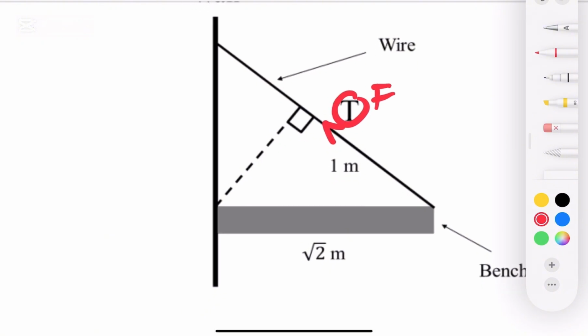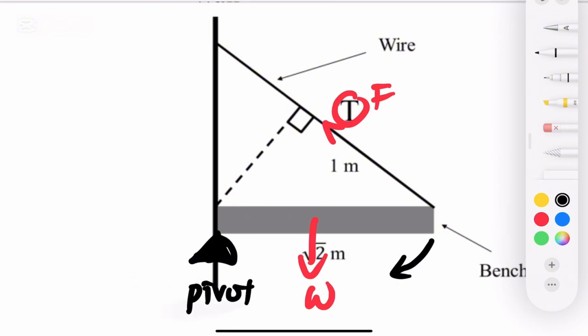You can imagine the weight of the bench is going to cause a rotation of this about the wall, right? And the wire is supposed to create an anti-clockwise moment to counter this moment. The pivot has to be over here. So this is the pivot, about which the moment due to the wire is going to act. Let me remove the weight first to avoid any kind of confusion.